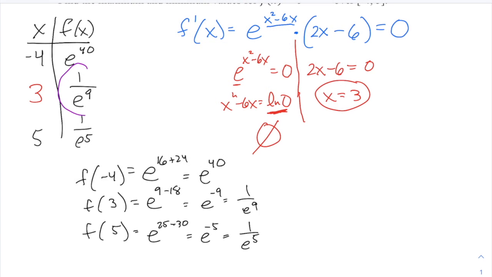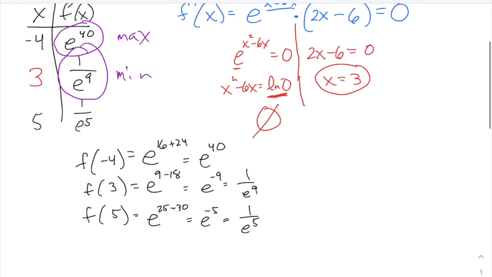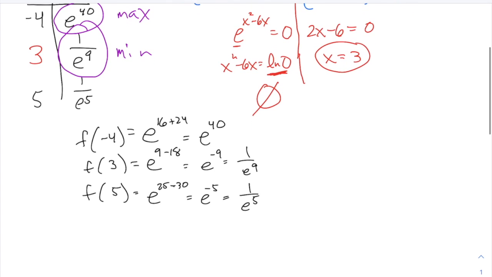So here is your minimum value. Here is your maximum value. That's definitely the biggest. And like we've said before, I like to answer with a sentence. That way you're covered no matter how the question is phrased.